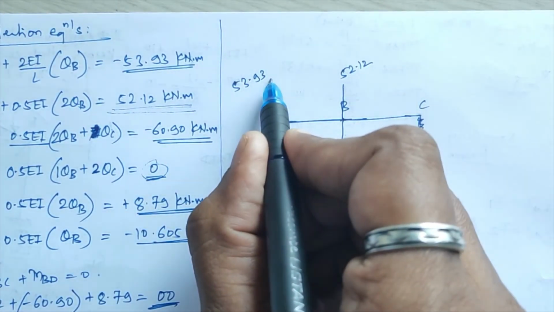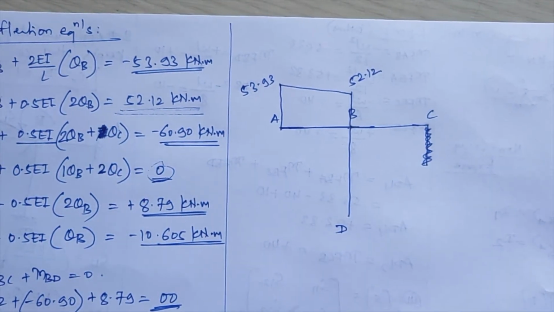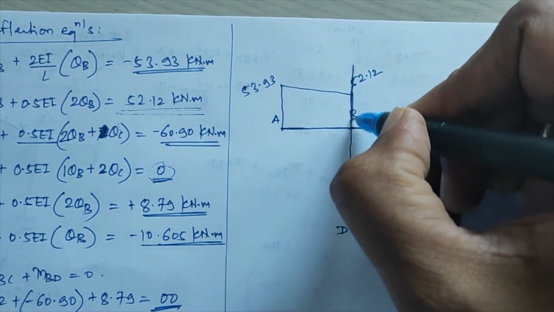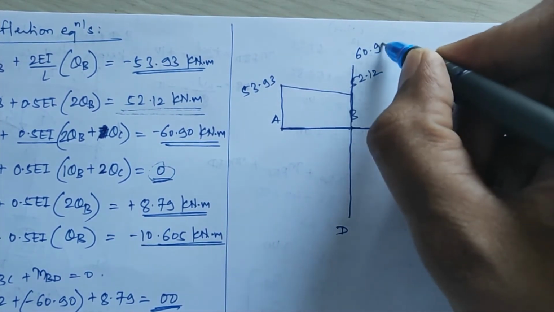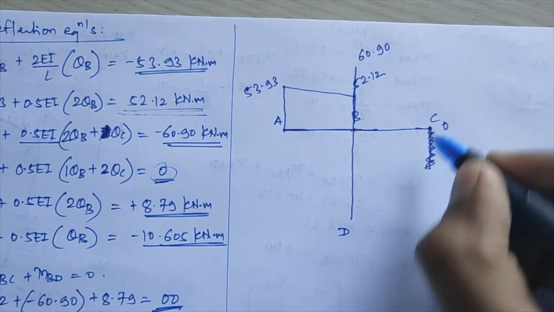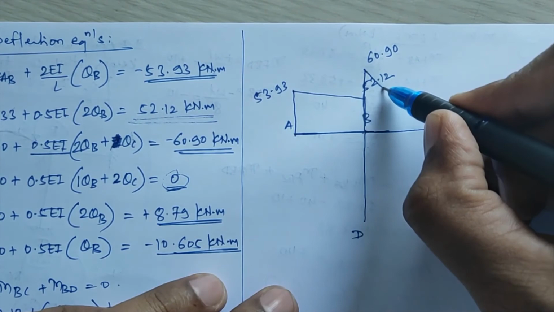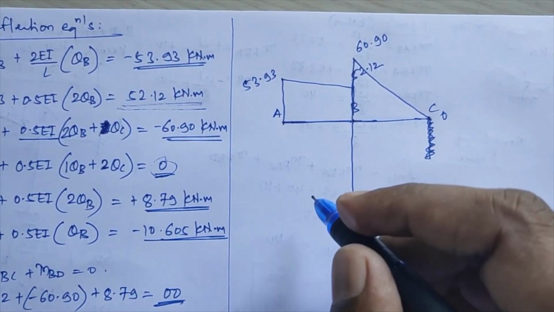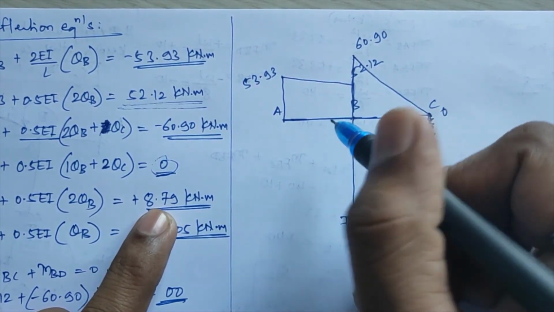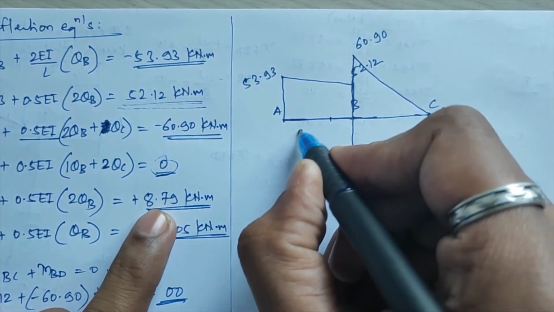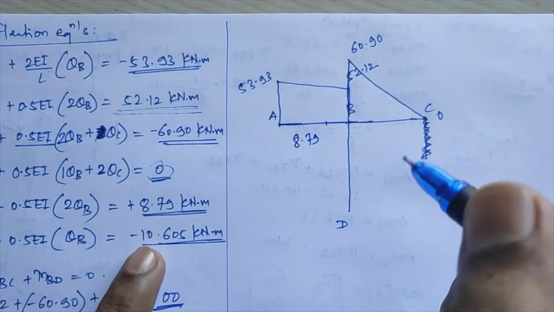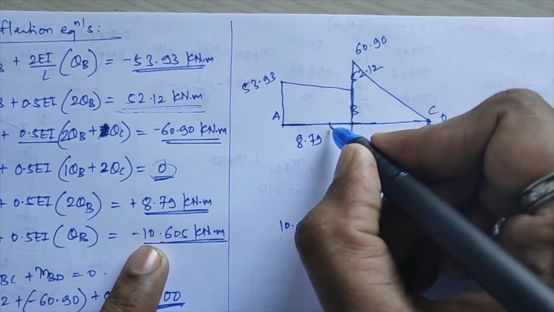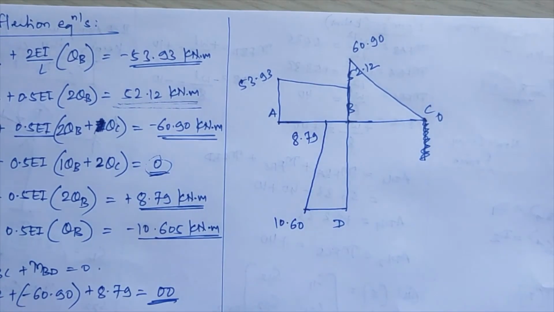So first we will join these by 2 straight lines over there. Next, for BC I am getting 60.90, and at C here I am getting that equal to 0. So we will join this by a straight line. Next, for BD I am having plus 8.79, so positive it will be on the outward side, and here I am getting negative 10.60. Again this will be joined by a straight line.